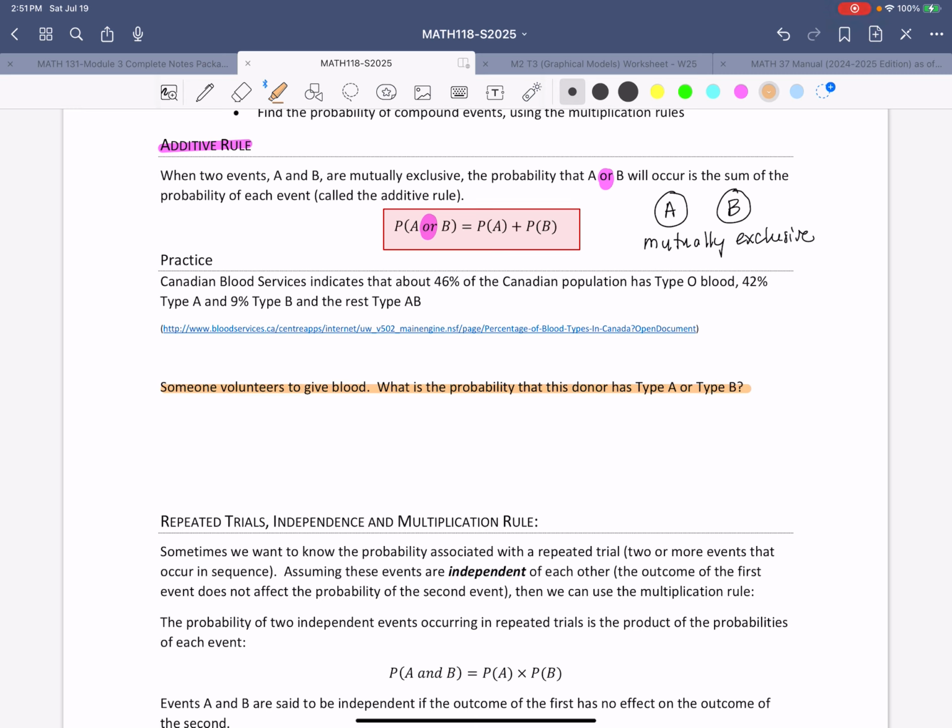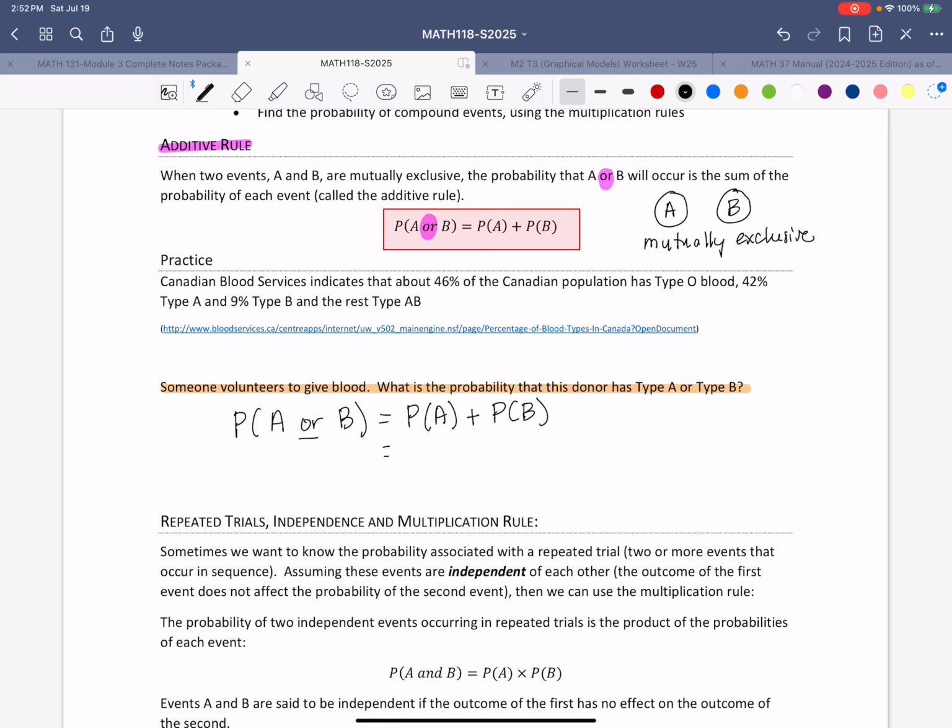So notice the word or here. And we're going to use proper notation for our probability. We're going to look at what is the probability that this volunteer has type A or type B. So this is where we use this additive rule. We're going to first determine the probability of type A, and then we are going to add it to the probability of type B, and that's because it's A or B.